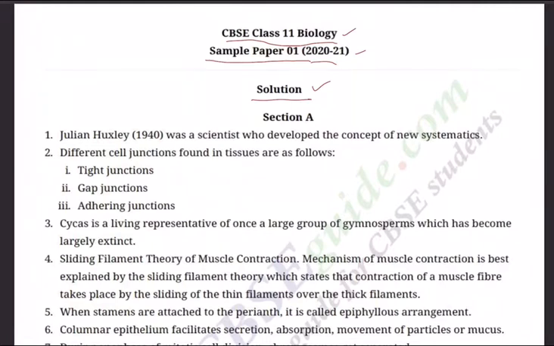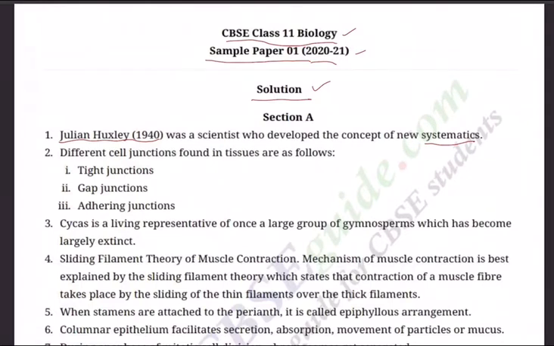You may recollect the questions. So you write in your notebook question and below that answer. Question 1. The concept of new systematics was developed by which scientist? Answer: Julian Huxley. In 1940 he was the scientist who developed the concept of new systematics.